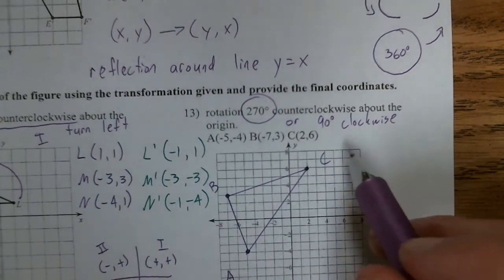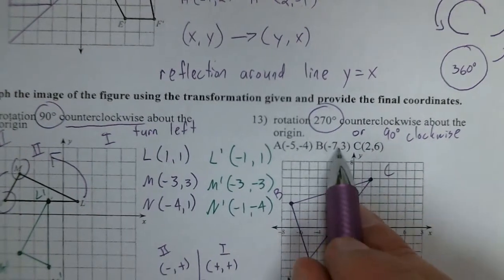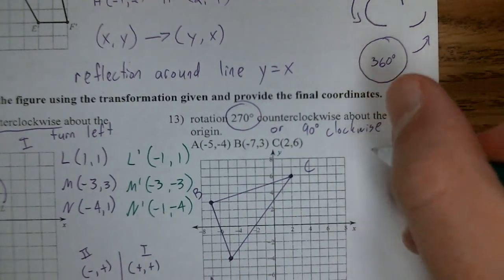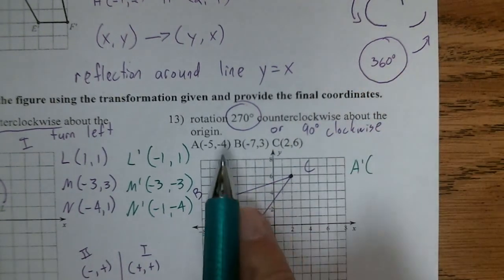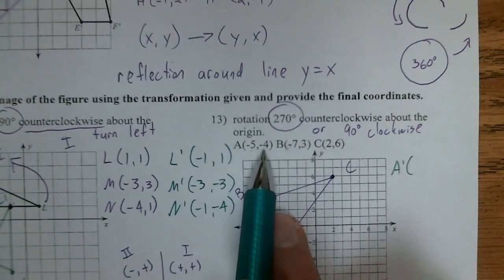All right, we've got our points listed. Actually, they've already listed the points for this one. So what's the first step I want you to do? Switch. Whenever you do 90 or 270, you're always going to switch the x and the y.